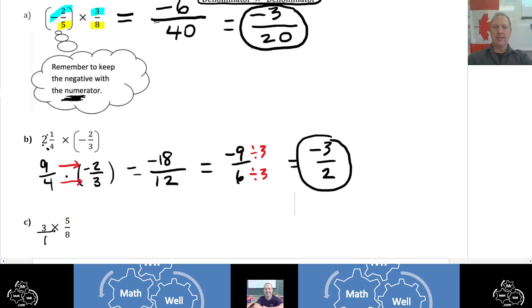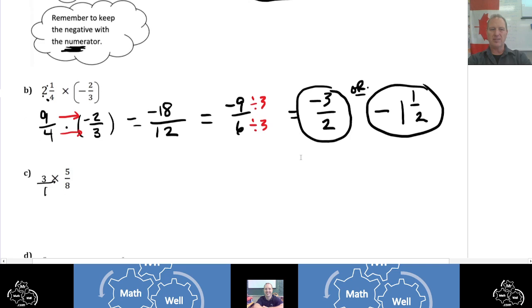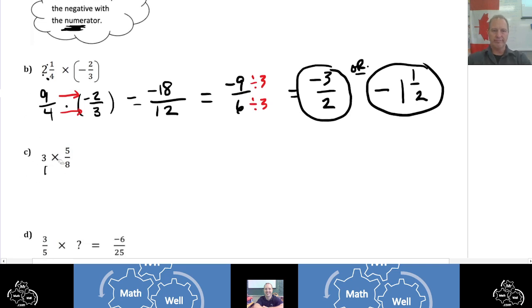And if you were asked to write that as a mixed fraction, then of course that would be negative 1 1/2. Okay, because 2 can go into 3 one time, or 3 divided by 2 is 1 whole, and then 1 over 2 left over. So you can write that also as negative 1 1/2. But improper fractions are generally good. High school improper fractions are great.